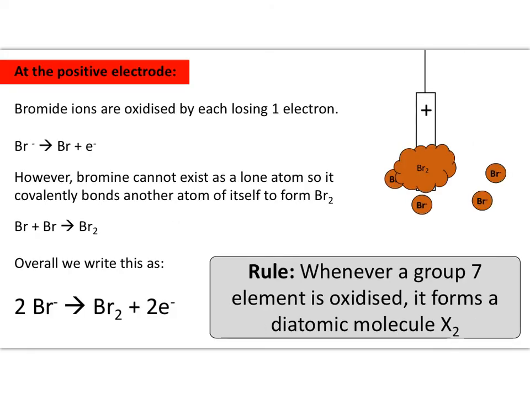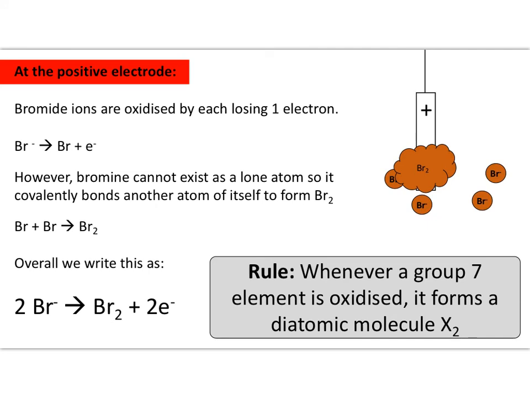When we consider the positive electrode, we know that it's the bromide ions that are being attracted to it. They are a 1- charge, so when they get to the positive electrode, they're each going to lose 1 electron. However, we know that bromine doesn't exist as a lone atom. We know that halogens exist as pairs of atoms, so we've got 2 bromide ions becoming bromine. We represent that half equation as 2Br- goes to Br2 + 2e-, so that 2e- on the right hand side are the electrons being lost from those 2 bromide ions.